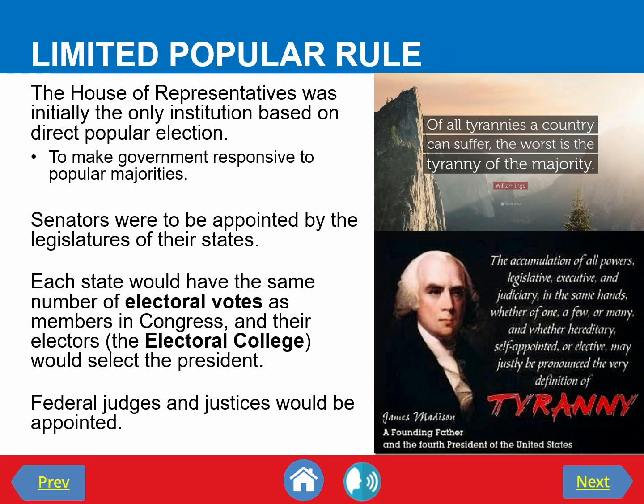The House of Representatives was initially the only institution based on direct popular election. This is why, even today, it is described as the People's House. But to make government responsive to popular majorities, senators were to be appointed by the legislatures of their states. Each state would have the same number of electoral votes as members in Congress, and their electors, the Electoral College, would select the president. Federal judges and justices would be appointed to life terms, in order to give them a level of judicial autonomy and to avoid potential interference from either the president or Congress.